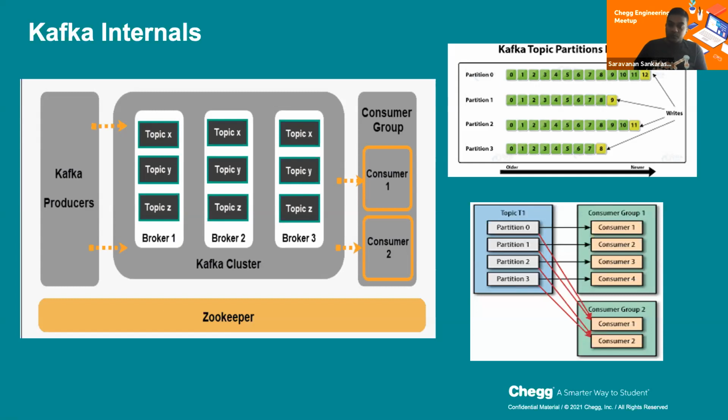Let's take a look at consumer group. All the consumer instances with the same ID are grouped logically as a consumer group. Each consumer within the consumer group will read from a selected set of partitions depending on the number of consumers available. Let's take a look at this picture. For the first one, consumer group 1, each consumer is assigned a single partition, whereas in consumer group 2, each consumer is assigned 2 partitions each. There will not be any overlap of multiple consumers reading from the same partition.